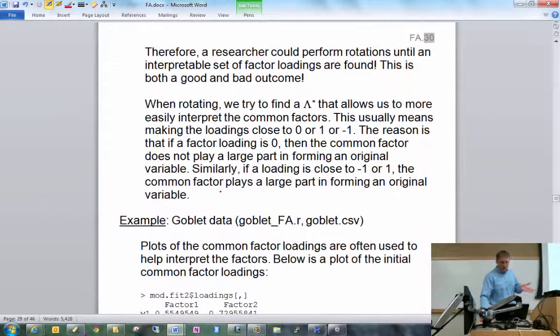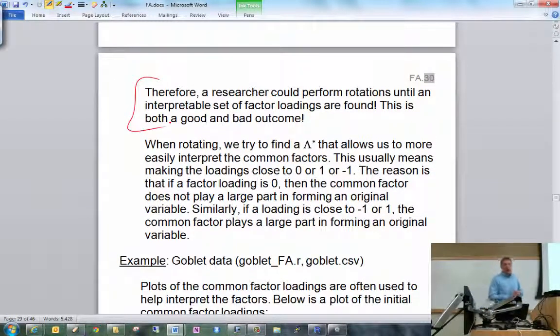Okay. So, therefore, a researcher could perform rotations, meaning find different T matrices, until they find an interpretable set of factor loadings, or the interpretation that perhaps they want. This is the problem that some people have with factor analysis. So, as I say here, this is both a good and bad outcome. Hopefully you see what the bad outcome is, that you can come up with an interpretation that you desire. That's not necessarily what's good in research to do. But it's good in terms of that you could find maybe a better, easier interpretation.